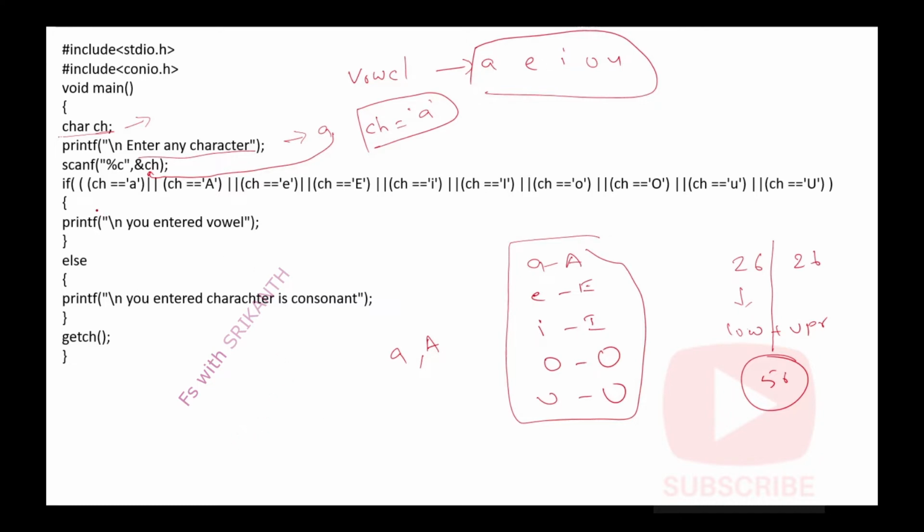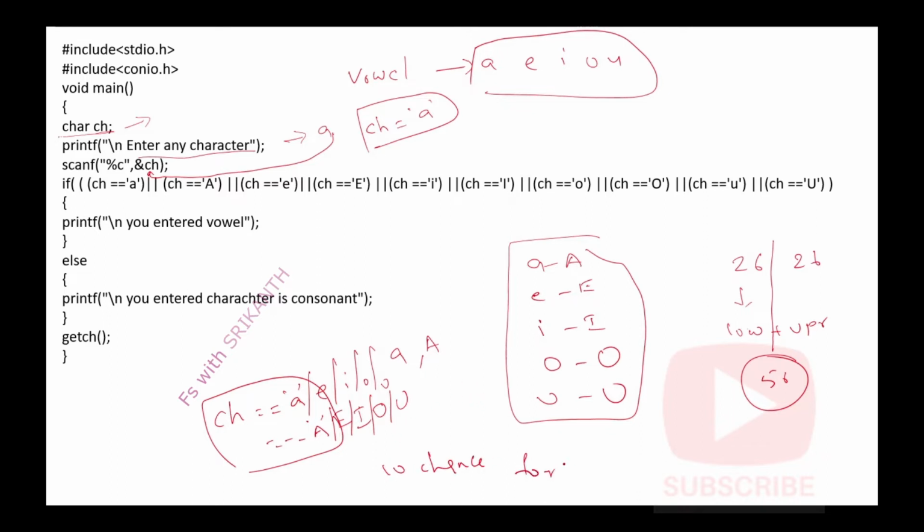So how do we check the condition? If character small a is entered, or capital A is entered, then in these two situations it is a vowel. Not only that, in place of A he may write small e or capital E, small i, capital I, small o, capital O, small u, and capital U. There are totally 10 chances for a vowel, right or not? So we write that condition here.